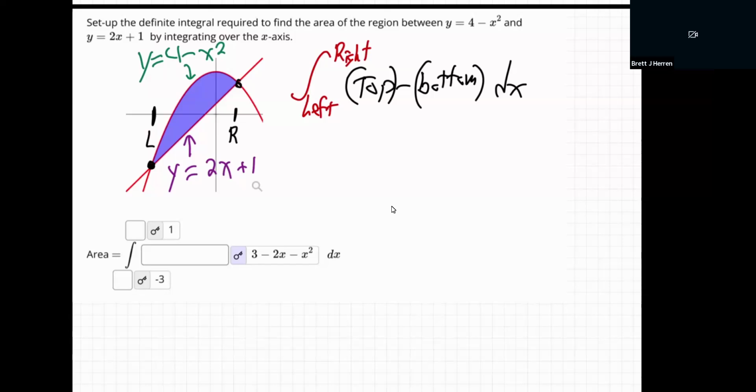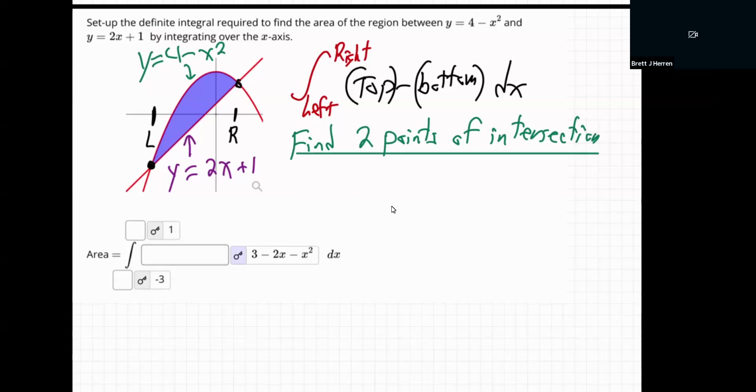So how do we do that? Well, it's the places where they intersect. So find the 2 points of intersection. That'd be this point here and this point here. How do we find them? Well, you set the two equations equal. You take 4 minus x squared and set it equal to 2x plus 1. Find where they hit each other, where they intersect. So you have to solve that equation.